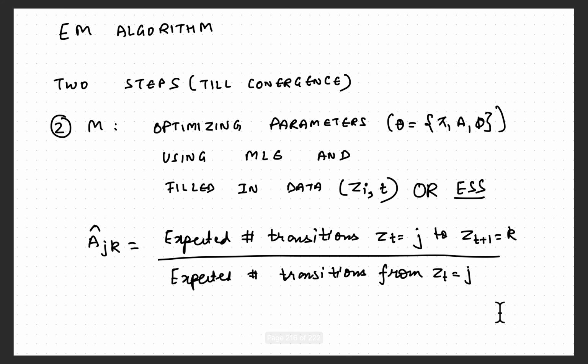So you could talk about a hat jk as the expected number of transitions from zt equal to j to zt plus 1 equal to k. Right. So the transitions you're making from j to k, divided by the expected number of transitions from zt equal to j. Where in the denominator, instead of going to just the kth state, you can go to any of the 1 through capital K states, right?